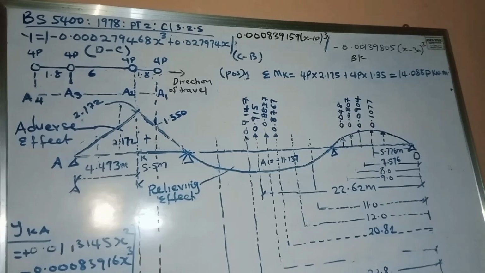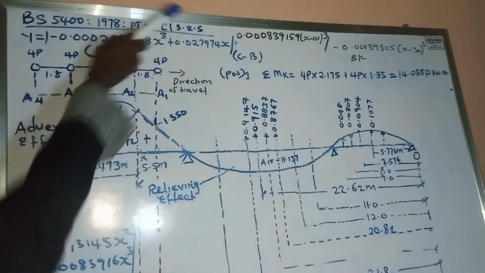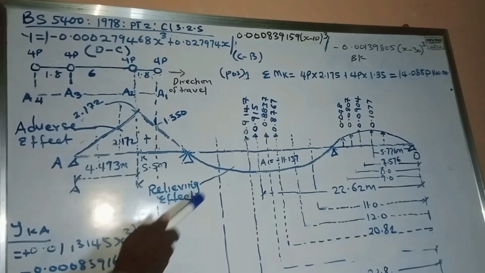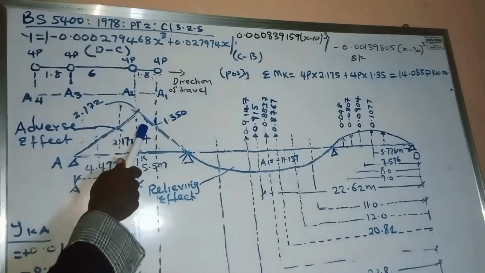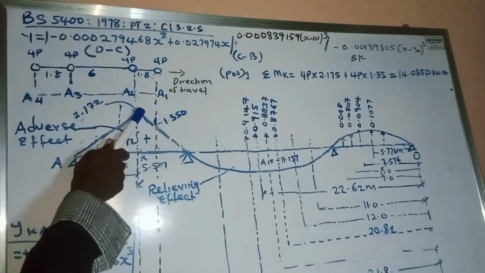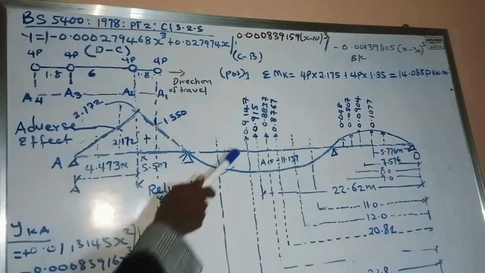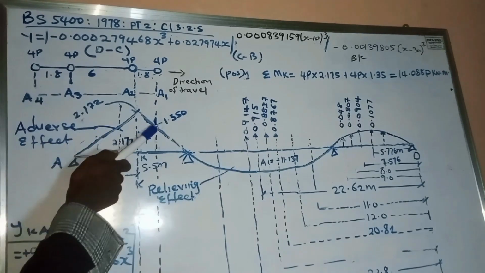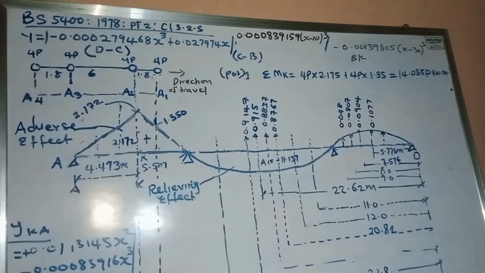The code BS 5400 1978 part 2 clause 3.25 describes the influence line. The positive part of our influence line is called the adverse effect. The negative part of our influence line is called the relieving effect. So in this diagram, we have positive values for the ordinates at this point and negative values for the ordinates at this point. The part that has negative values is known as the relieving effect. Here we have this part and this other part having a positive, adverse effect, which we call the positive ordinates.